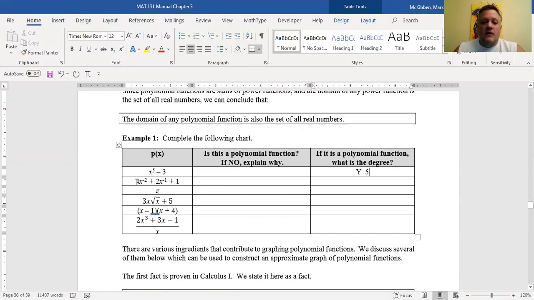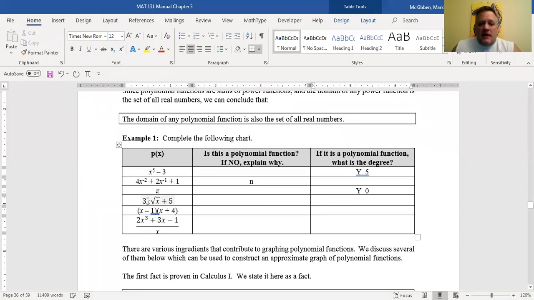Okay. This guy is not a polynomial, because you have a negative power of x in there, right? And so you can only have positive integer powers of x, so that's not. Pi is a constant. Constants are polynomials, right? The integer power of x is 0, and so that's fine. Its graph is a horizontal line, so that is a polynomial. The degree of any constant is just 0.